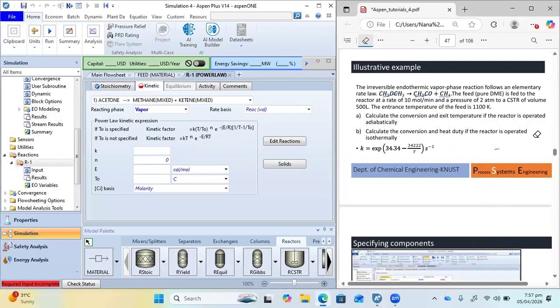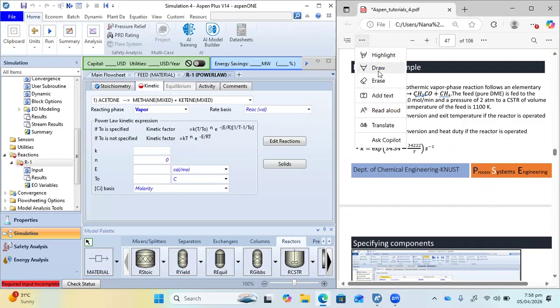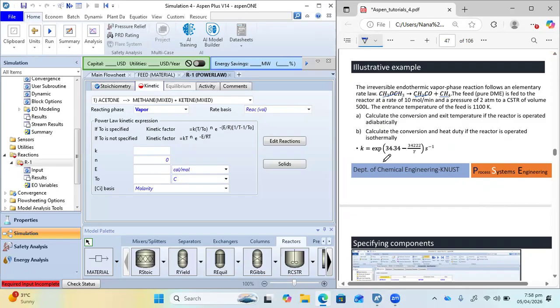Because remember that Aspen is considering what we have in a certain format. Okay. So if we look at what we have down here, we have K equal to exponential 34.34 minus all of that, right? But it has to look like what we see over here. So Aspen has given us a sample of how it should look. The K should be separated; we should have a constant term separated from the exponential that contains the temperature term.